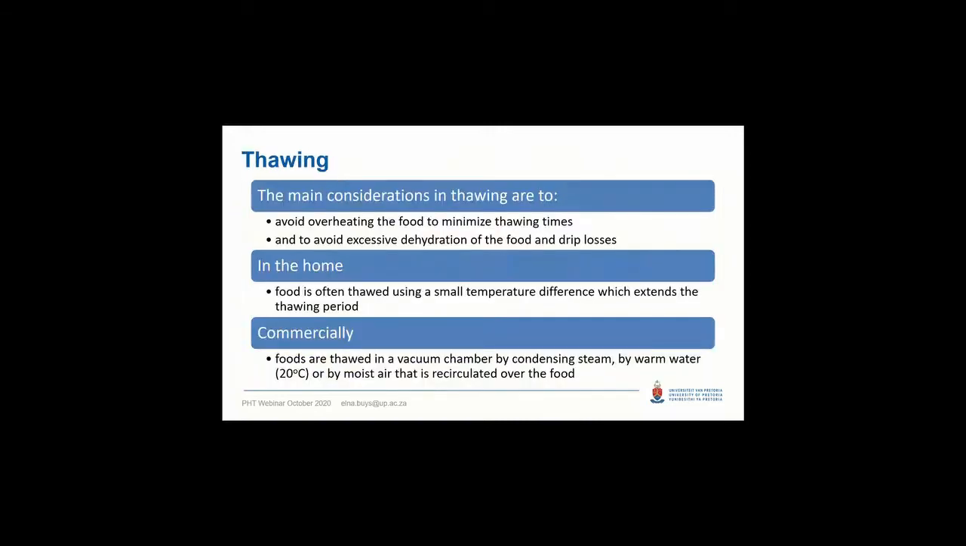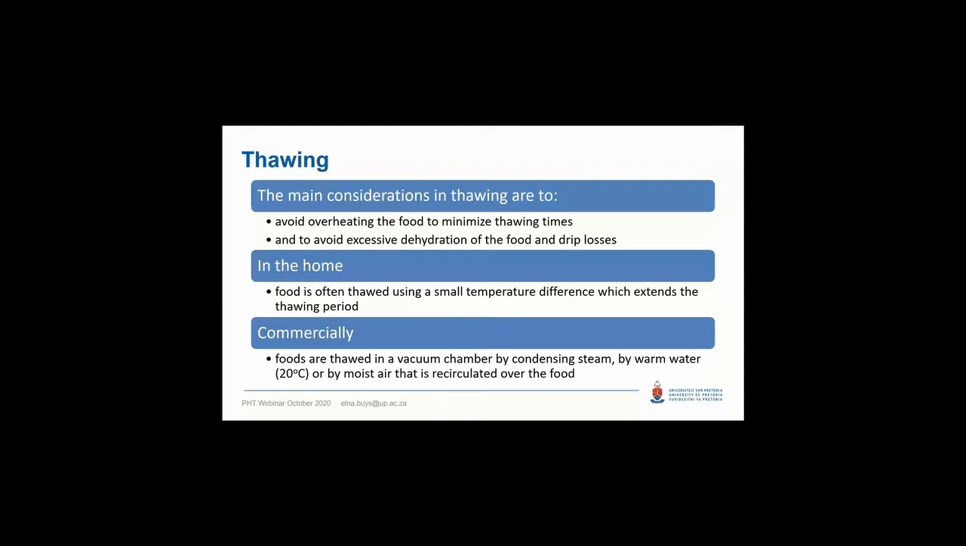So during thawing, the main considerations are to avoid overheating the food, to minimize thawing times, and to avoid excessive dehydration of the food and drip losses. And in the first slide that Linda showed, in looking at the changes that we now have to take into account in terms of the regulation, you can see many of those actually relate to this statement.